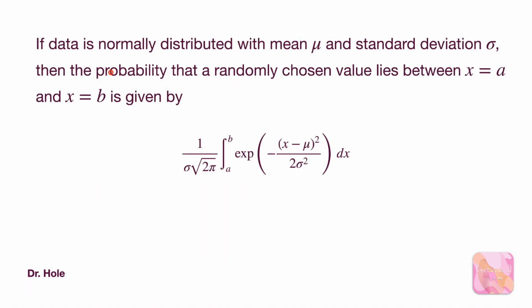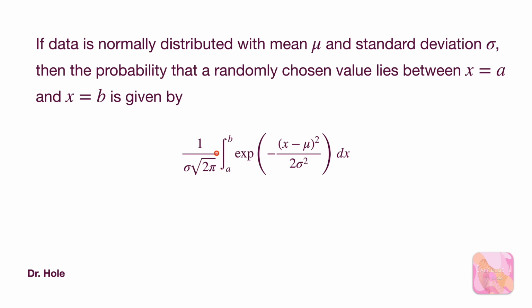Let's read this. If data is normally distributed, meaning it follows a Gaussian, i.e. a bell curve, with mean mu, that's the average, and standard deviation sigma, that's how much it tends to vary away from the average, then the probability that a randomly chosen value lies between some value and another value is given by a definite integral.